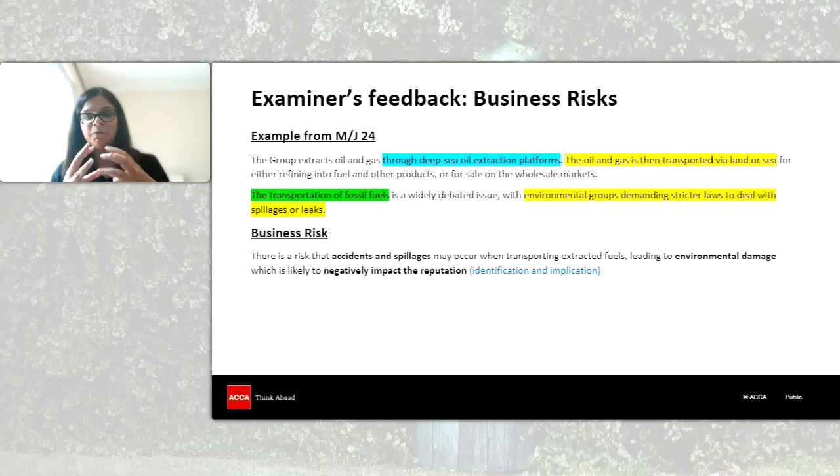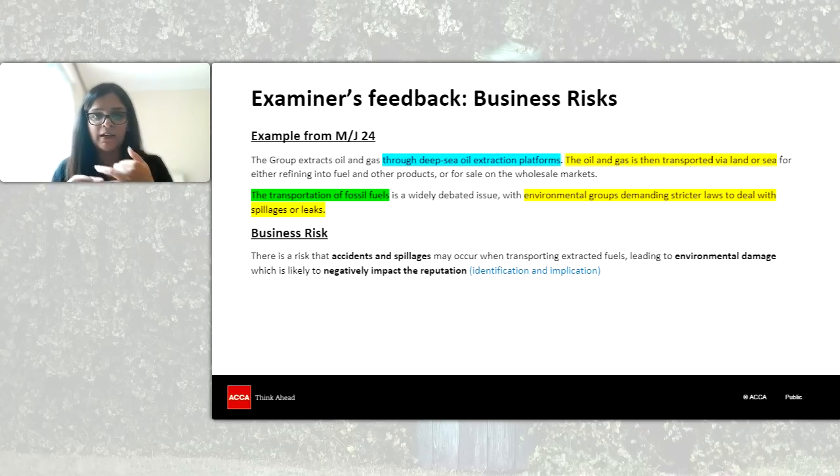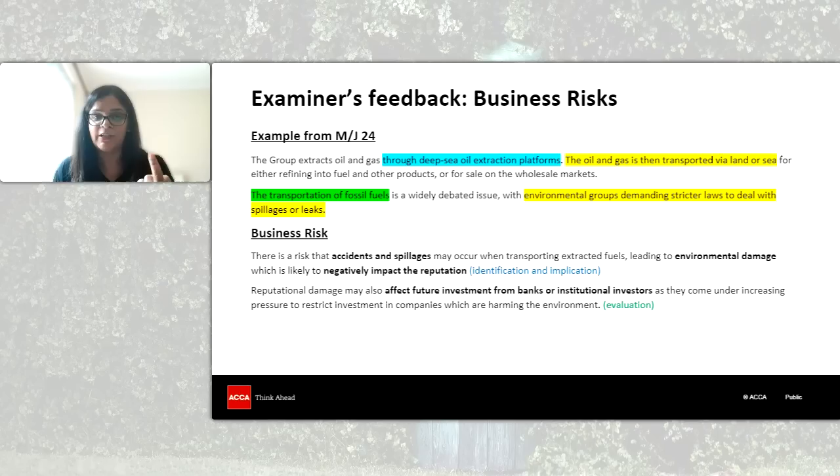And you start off with identification and implication. So you'd start off by saying the risk is there could be a leak or an accident, which could lead to environmental damage and then affect the reputation negatively. So if you stop over here, you're likely to get just 1 mark because you haven't evaluated the risk.